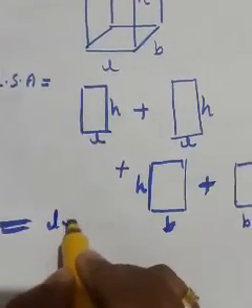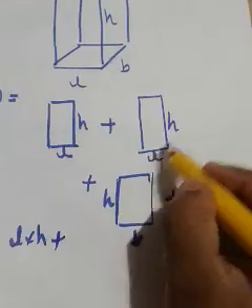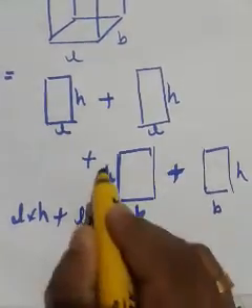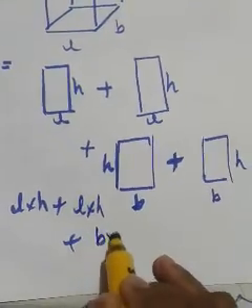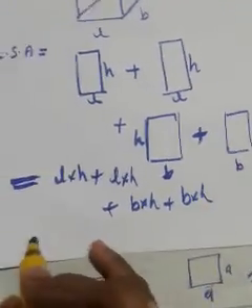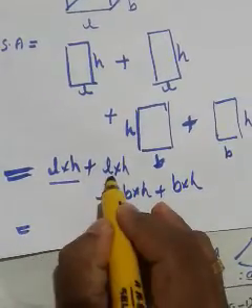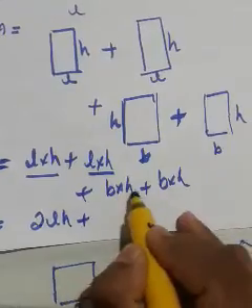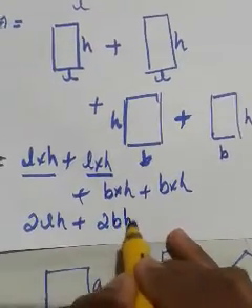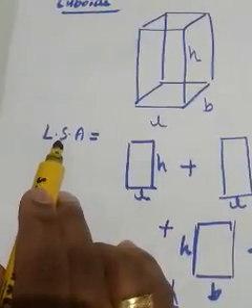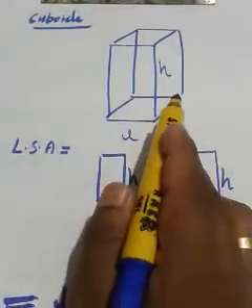So area is L into H plus what is area here, L into H again, L into H plus what is area here, B into H plus what is area here, B into H again. So we calculate all the areas. What is L into H plus L into H? 2 times L into H, 2LH. What is B into H plus B into H? 2BH. And this is the formula for calculating lateral surface area of cuboid.